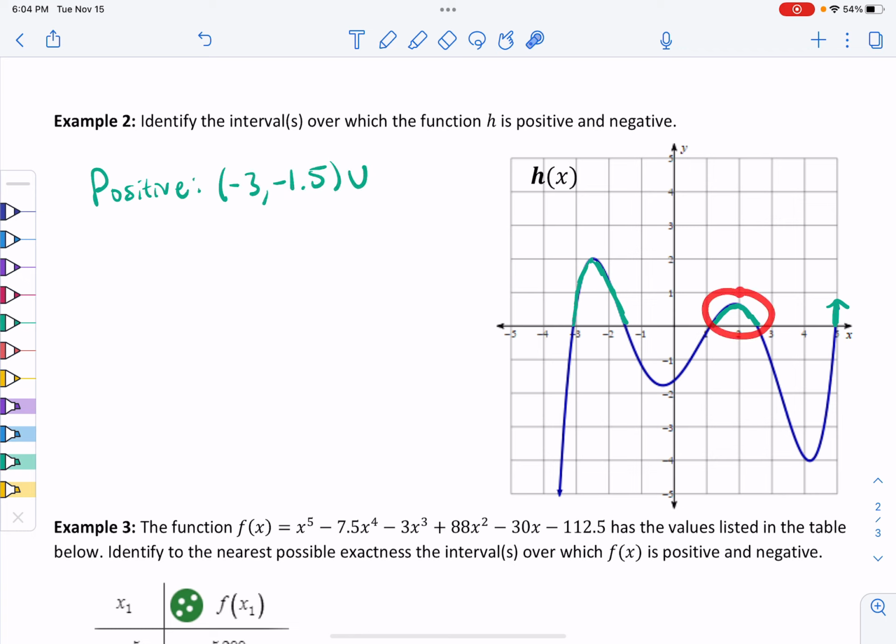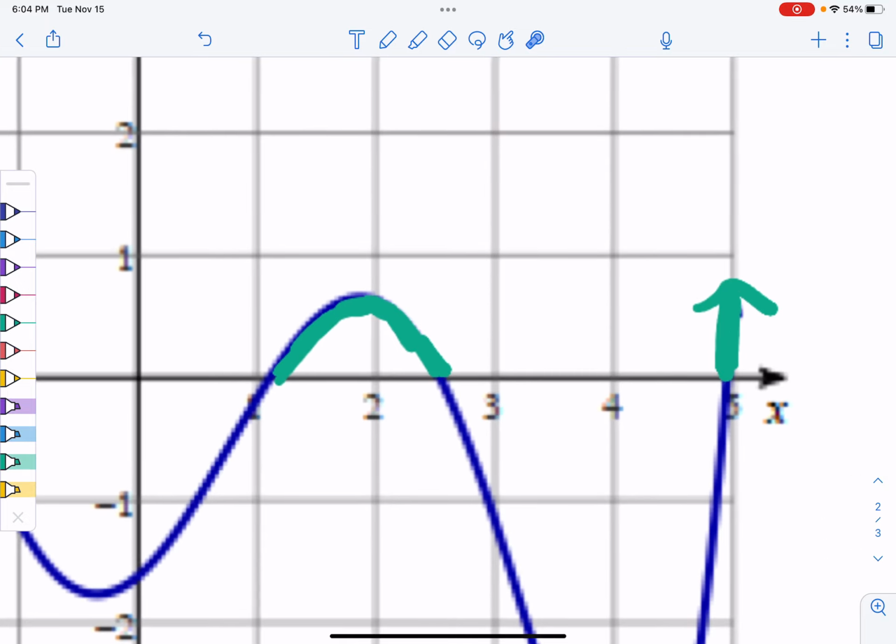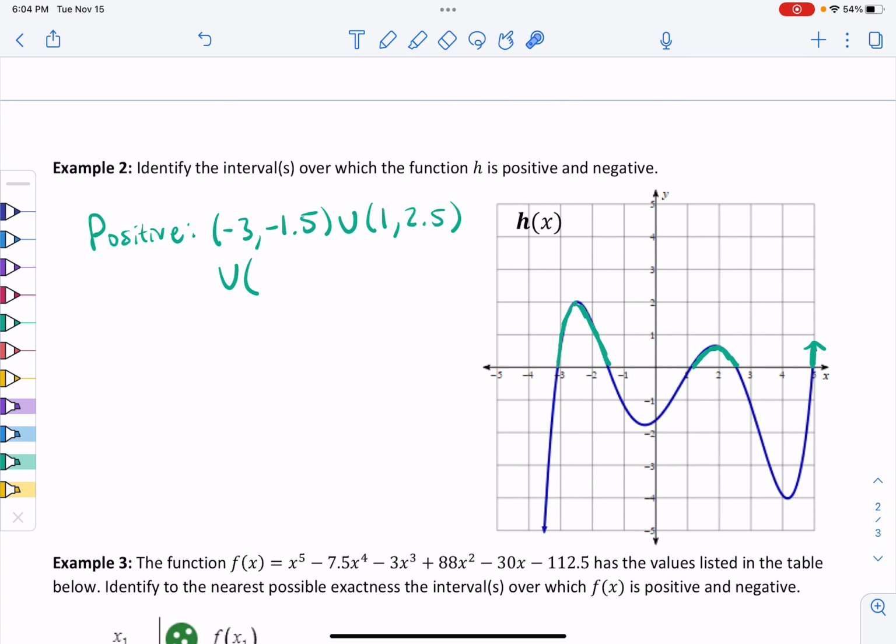Union with this section, which is 1 to 2.5. Union with this last section, which is 5, looks like. Yeah, we're going to call that 5. Union with 5. Looks like it's 5. We'll go with 5. 5 up to infinity.